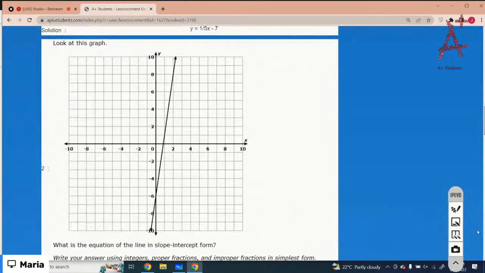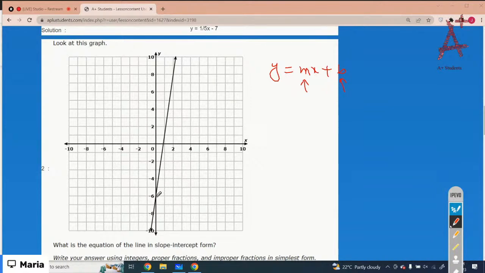Okay, again you are given the graph. You have to write the equation of the graph. Got it? So first of all, we have to find the equation y equals mx plus b. To write the equation in slope-intercept form, you need two things. One of them is the slope and one of them is the y-intercept.